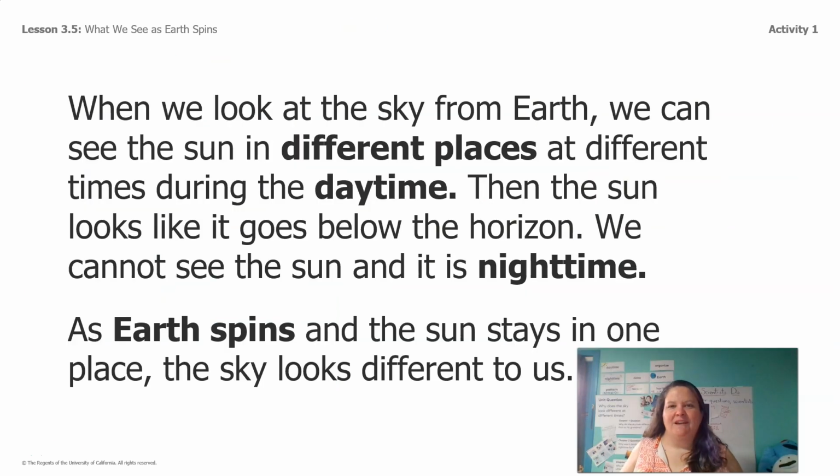When we look at the sky from Earth, we can see the sun in different places at different times during the daytime. Then the sun looks like it goes below the horizon. We can't see the sun and it's nighttime. As the Earth spins and the sun stays in one place, the sky still looks different to us. So even though it looks like it's the sun that's moving, what's moving? Yeah, it's the Earth that's moving.